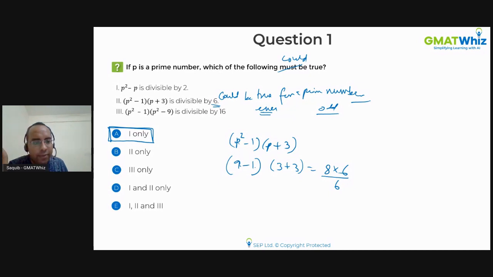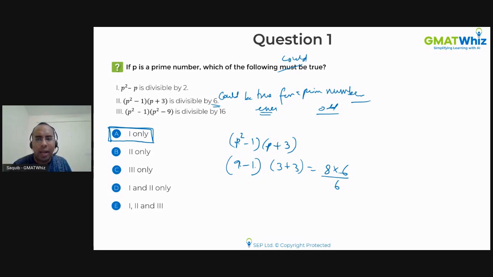Gypsy says no need to check for 3. Yes, that's absolutely true, but I just wanted to show you all the cases. That is why I showed it. Otherwise, you're right. The moment you see 2 is not working, you can mark your answer as A. Definitely, you're absolutely correct there.